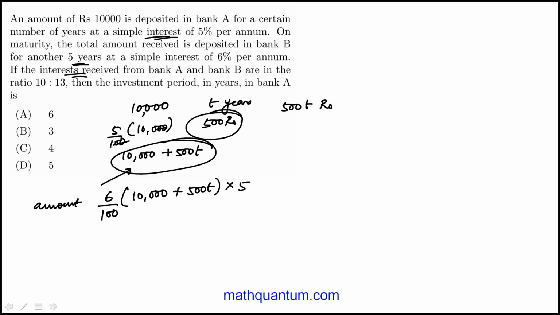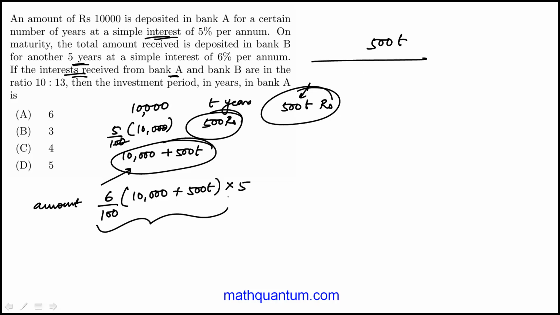Now we're told that if the interest received from Bank A and Bank B are in the ratio 10 to 13. So we're only looking at the interest part. So for Bank A, the interest is 500 T, because it's 500 every year times the number of years. And then this is for Bank B. And we're told that this ratio is 10 to 13. So that's our equation that will help us figure out what T is.